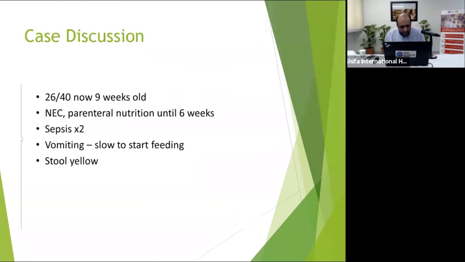This is an interesting case. This will be more for the postgraduates and neonatologist colleagues, those who are confronting very preterm babies. So we can see here a 26-weeker, now 9 weeks old. History of necrotizing enterocolitis, was on TPN until 6 weeks, had 2 episodes of sepsis, and there was vomiting, slow to start feeding, and the color of the stool was yellow.